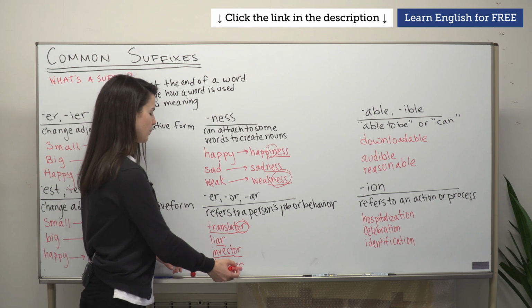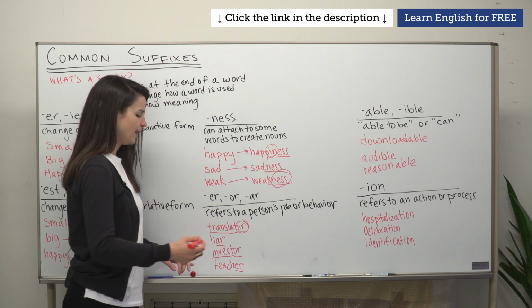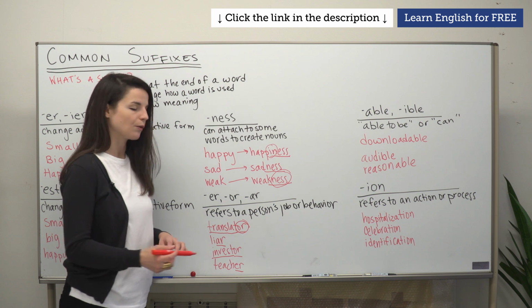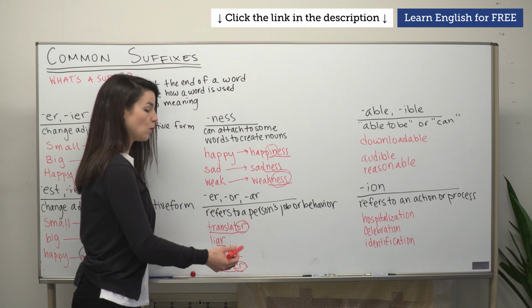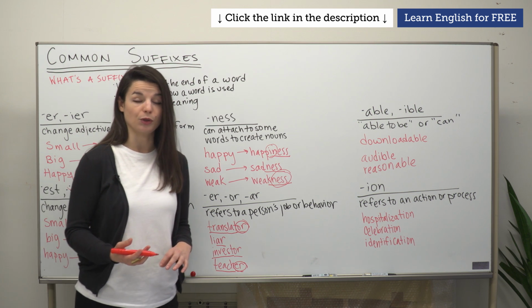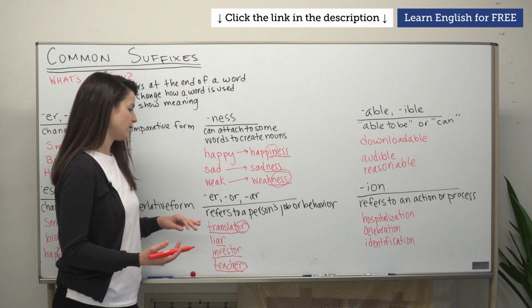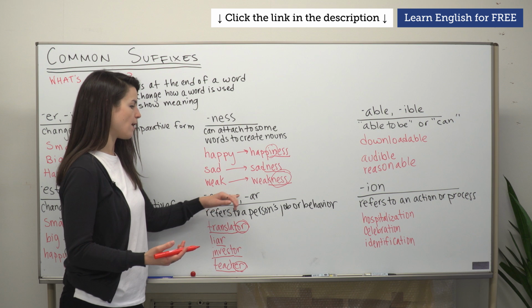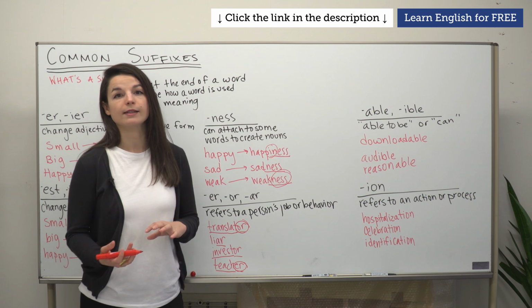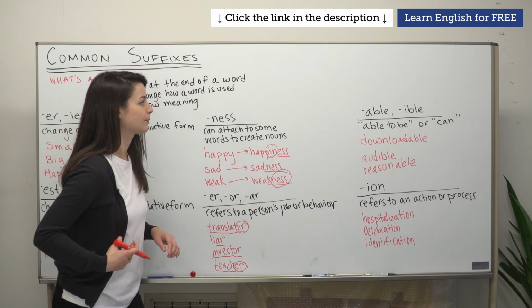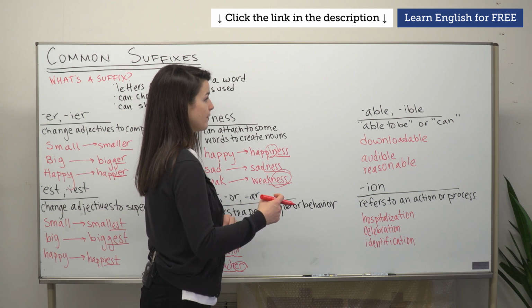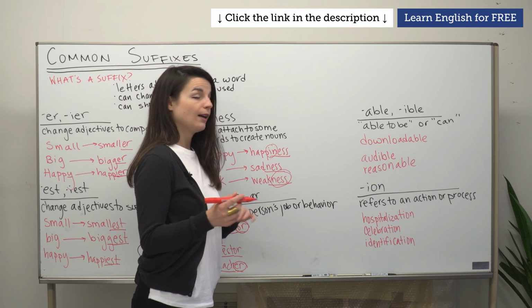Another example, this one with the er suffix, is teacher. So the root here is teach. Teacher shows us it is one who teaches. A person who teaches is a teacher. So these suffixes, er, or, and ar, give us hints about someone's behavior or someone's job. All right, let's look at the next group of suffixes, or the next pair, really.